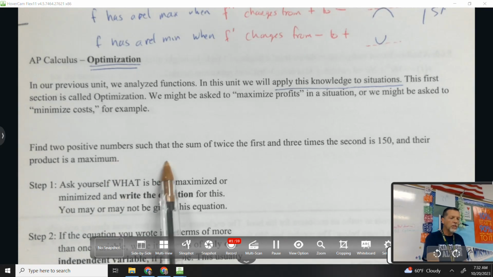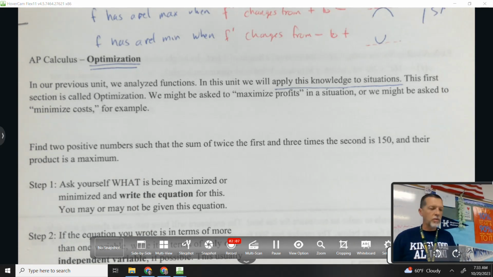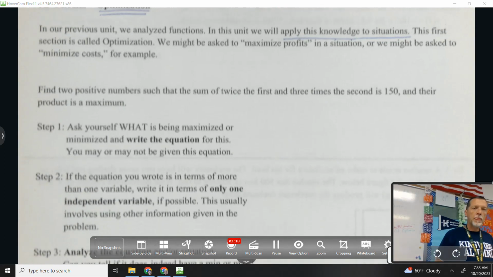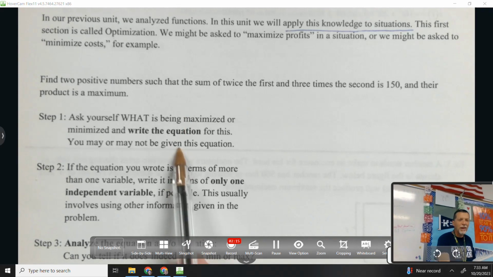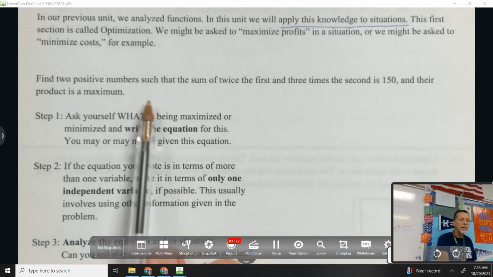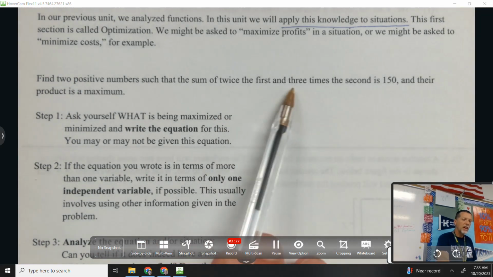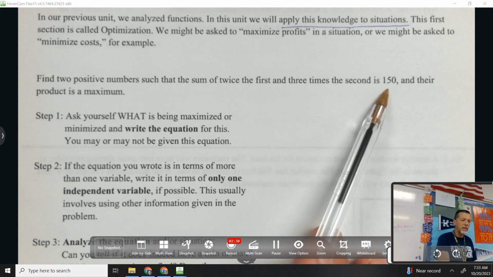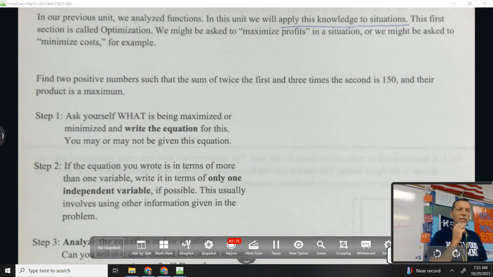Alright, so this first example is pretty short, but we're going to show tons of steps to illustrate the process we want to see for one of these problems. There are 5 steps, but as you read them, most you'll think, yeah, of course you do that. Why is that really worth calling a step? Find 2 positive numbers such that the sum of twice the first and 3 times the second is 150, and their product is a maximum. One little sentence, but that's a mouthful.